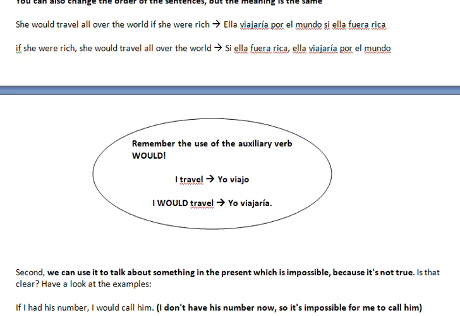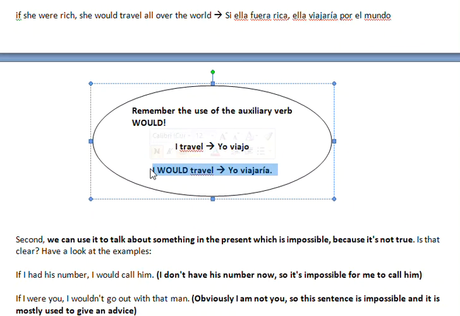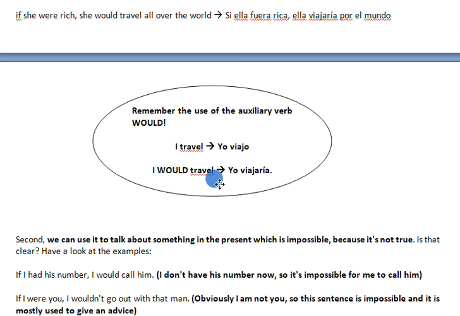Remember the use of the auxiliary verb would, and this is really basic, this is really simple, this is first grade. Recuerda el uso del auxiliary would. Example, I travel, yo viajo. I would travel, yo viajaría. Okay? Remember that auxiliary verbs in English don't have a real meaning. Los verbos auxiliares en inglés realmente no tienen un significado, no se traducen palabra por palabra.